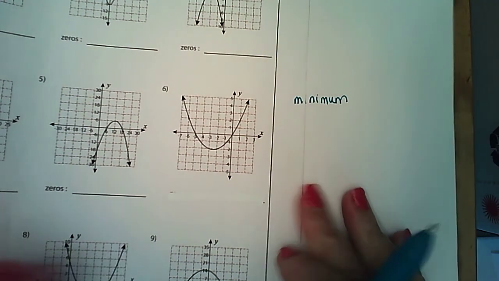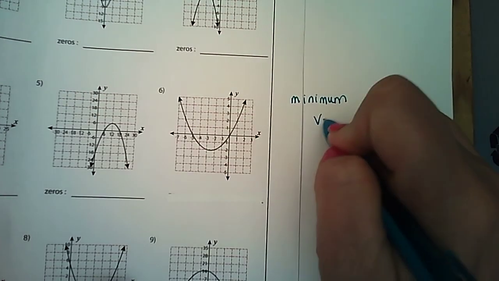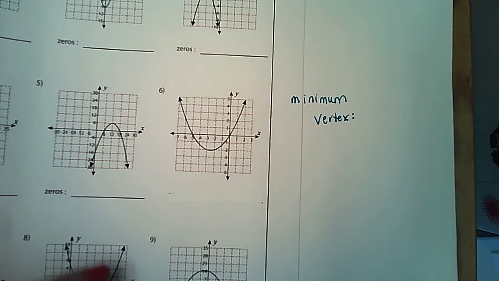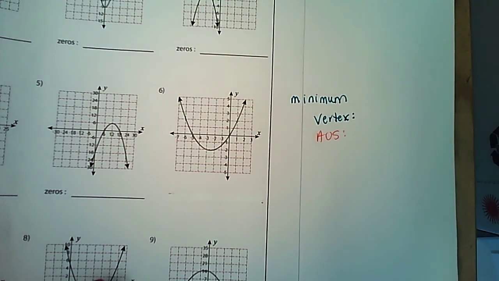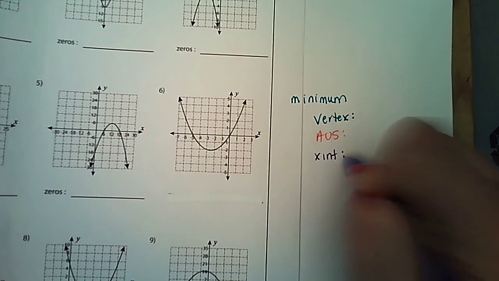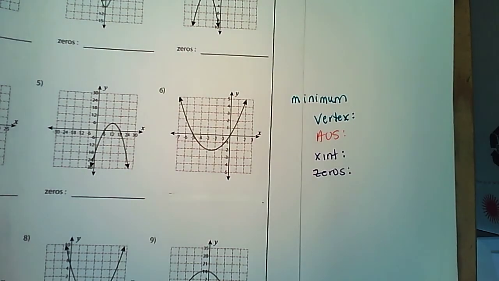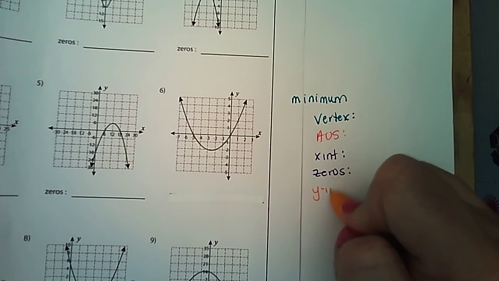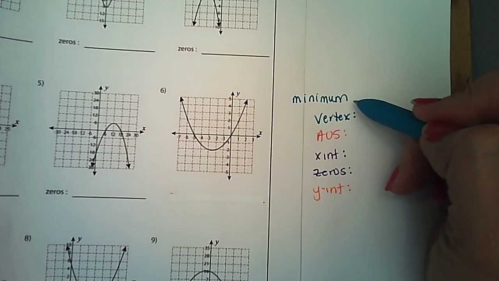I want to know the vertex of the graph, which comes from my axis, which also comes from my minimum. I want to know the axis of symmetry of my graph. I want to know the x-intercept of my graph, which is also going to lead into the zeros of my graph. And I want to know the y-intercept of my graph. That's a lot to know about my graph. So we already know that it's a minimum and makes a U.